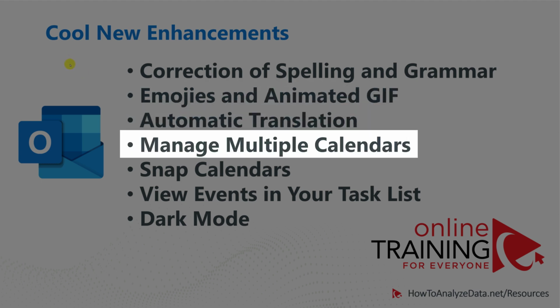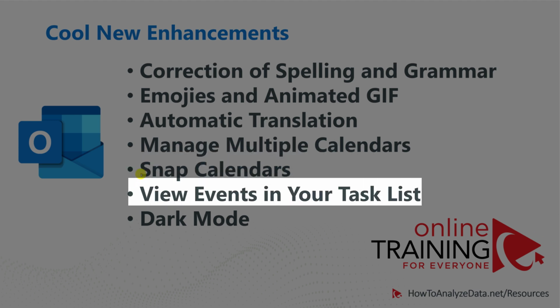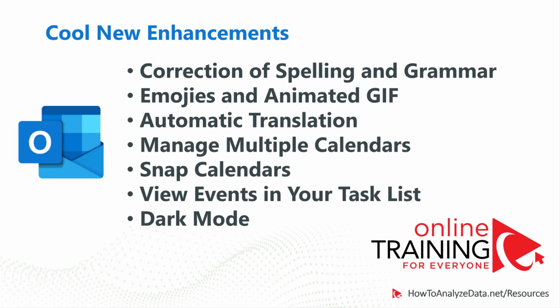Managing multiple calendars. You can just add additional calendars into Outlook to monitor and respond to different accounts. You can snap calendars and view them side by side. You can also view events in your task list. And last but not least, you can take advantage of dark mode, so your eyes are not as strained and you can be more productive for longer.